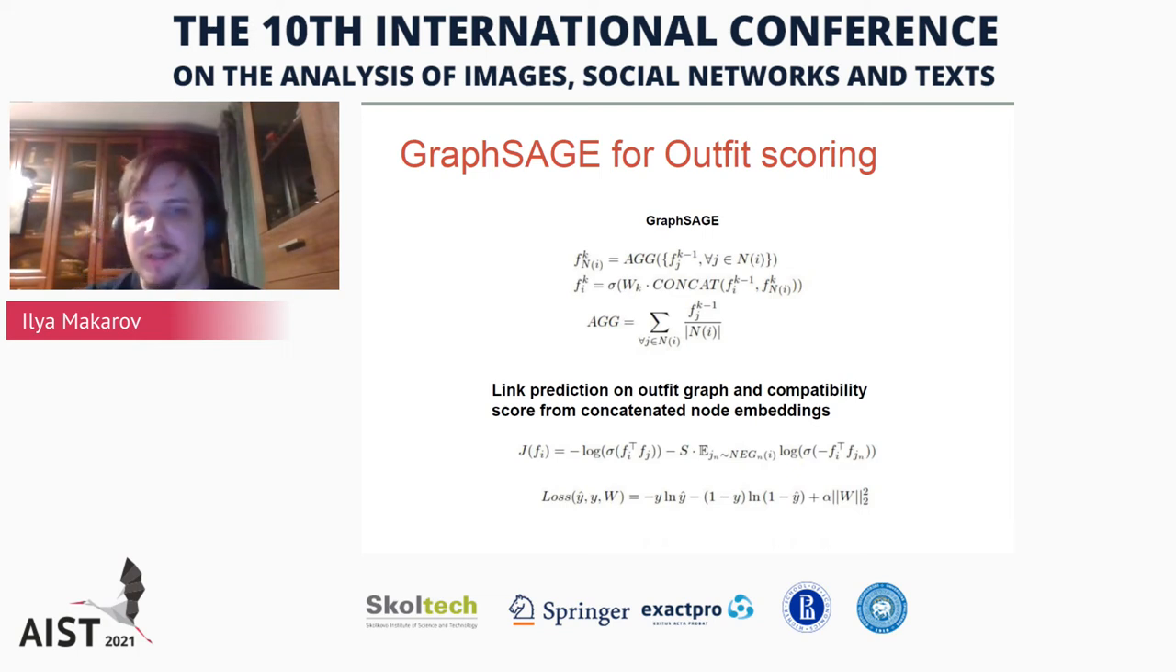One is link prediction on the outfit graph, and that's the first loss function. Basically, you want vertices that are connected to each other to have close embeddings, and compared to randomly chosen negative samples, they should be far from each other. And if you want to train in a supervised or semi-supervised manner, when we have some compatibility scores, for example, computed by other methods or stored in our datasets, then you could just train using cross entropy with some regularization of the weights.